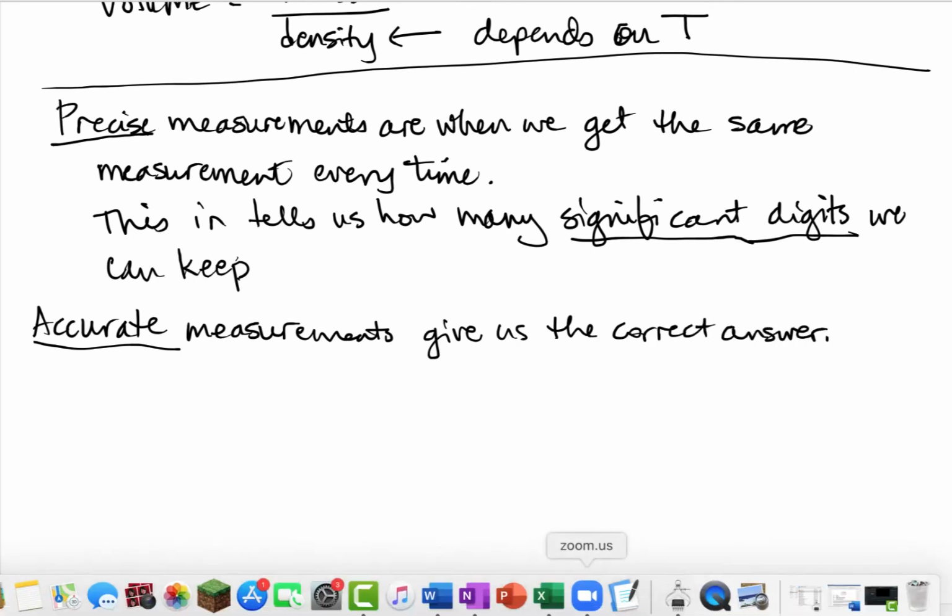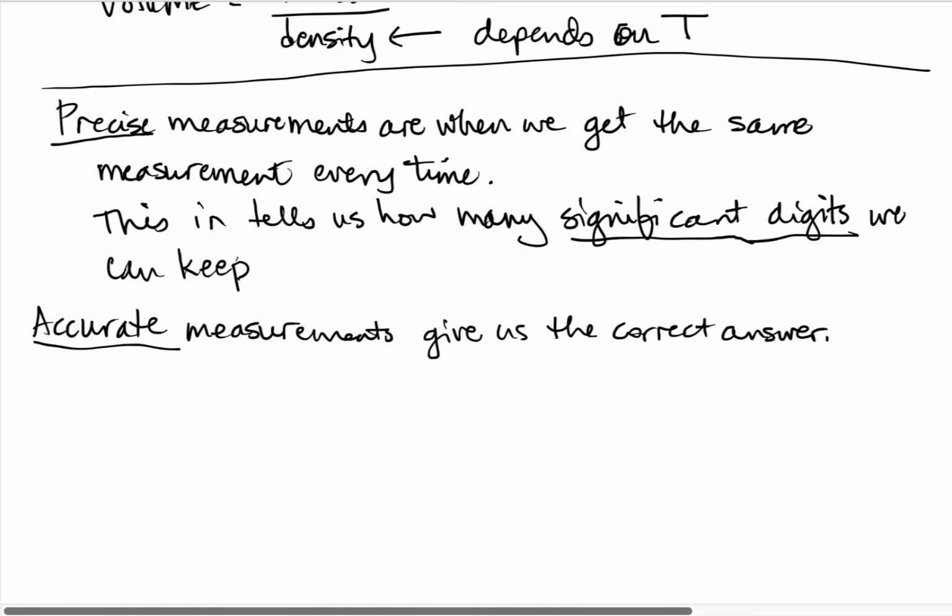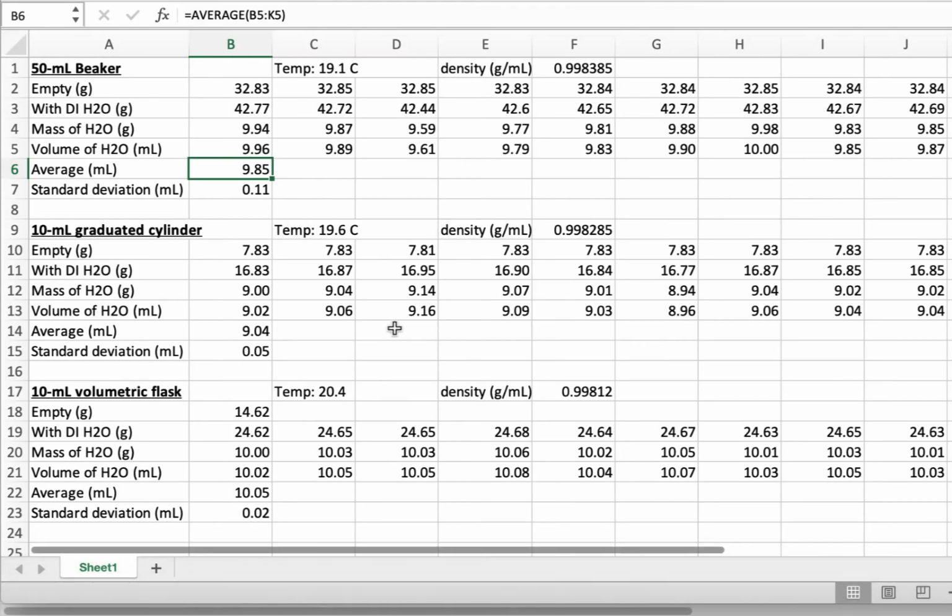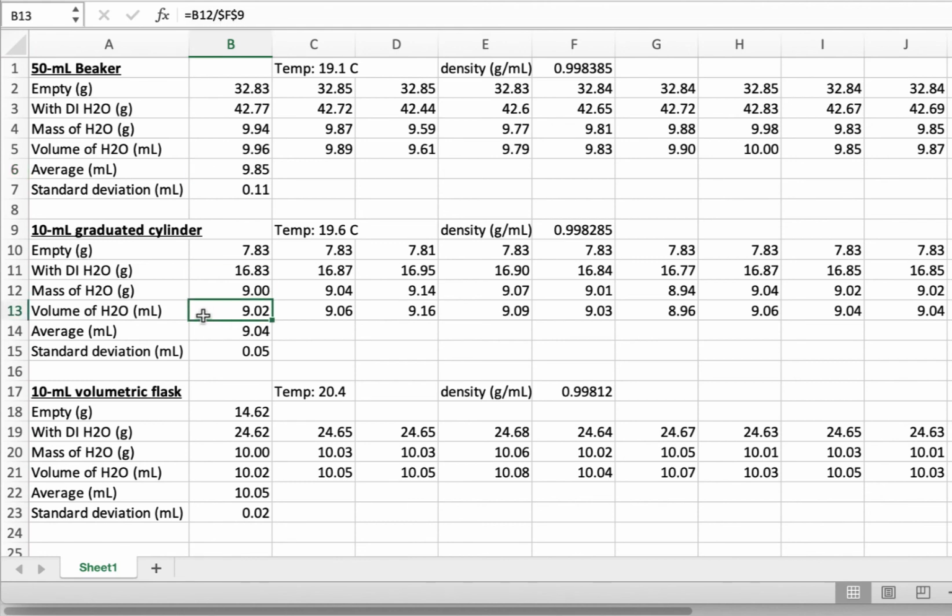Well, what was my correct answer? If I look back at those Excel data, I have to remember that I was trying to measure 10 milliliters. If I look at the volumetric flask, all of my measurements were quite close to 10 milliliters. But my graduated cylinder was not great. I really got reliably about 9 milliliters when I was trying to measure 10. So I would say that the volumetric flask is fairly accurate and precise, and the graduated cylinder is somewhat precise, but not very accurate.